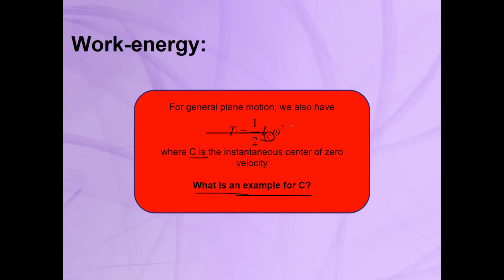To obtain the kinetic energy, you can use this equation, half I_C omega squared. It's very useful and will decrease your calculation in the examples. So in any problem, if you know the location of the instantaneous center of zero velocity and you want to use the work and energy equation, it's better to use this equation. Okay.